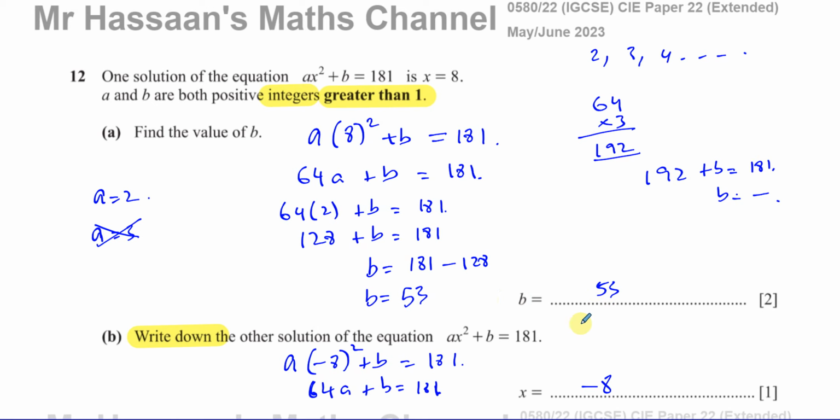Okay, so that's a bit of a thinking question. You have to understand what it means by positive integers. Okay, and then greater than 1 is very important, because we can't use a as 1. A has to be greater than 1. Okay, so the only value that a can be is 2, as we mentioned. So that's the answer to that question. Not too difficult, just a bit of thinking involved.